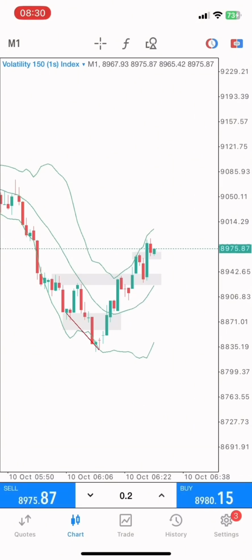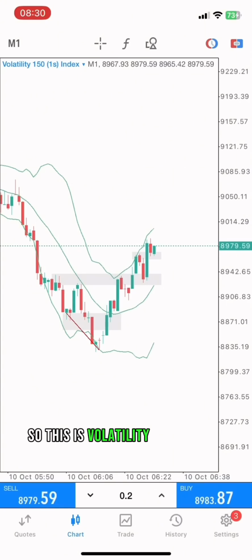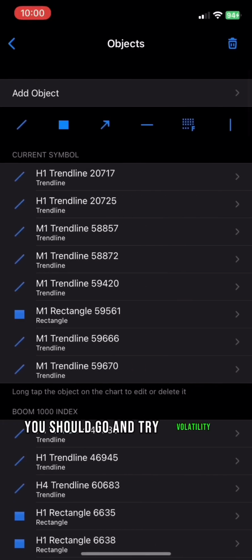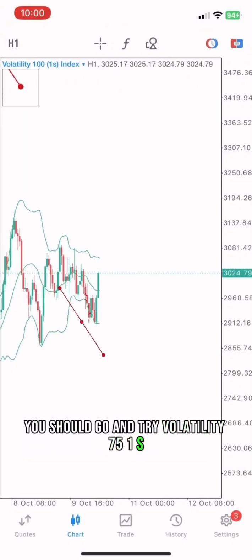Okay, so this is volatility 150 1S index. To those who think Deriv does not accept 9 cents, you should go and try volatility 75 1S. You'll be surprised.